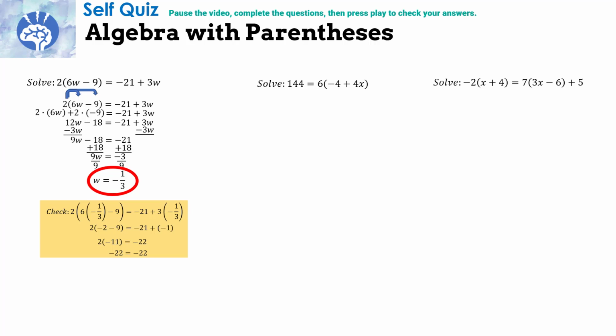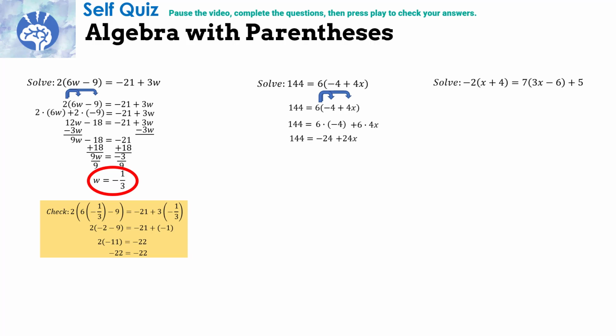Let's look at the second one. We're going to solve 144 equals 6 times negative 4 plus 4x. Now on the left side, we have 144. There's nothing to do there. But on the right side, we're going to use the distributive property. So we're going to have 144, 6 times negative 4, and then 6 times 4x. 144 equals 6 times negative 4 is negative 24, and 6 times 4x is 24x.